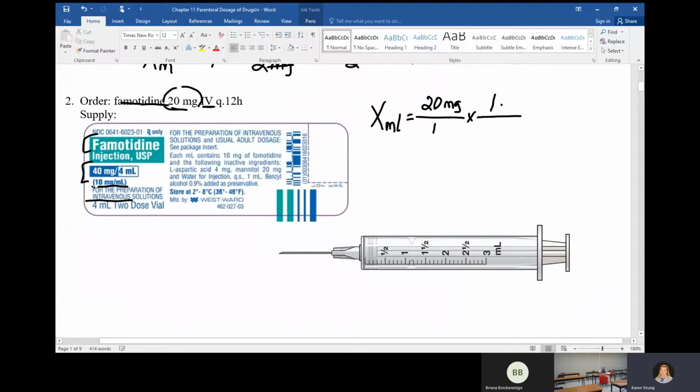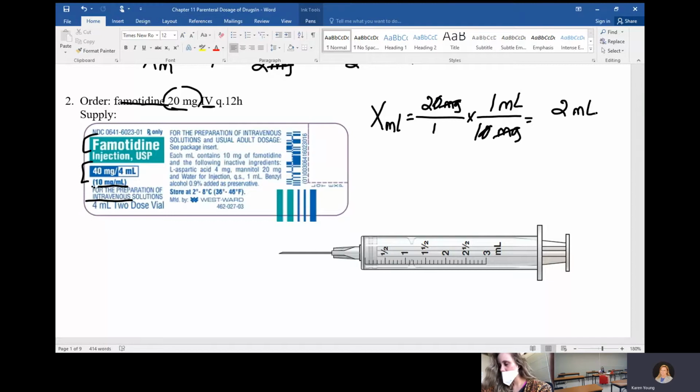So it's 1 milliliter, 10 milligrams. I want to make sure my milligrams cancel. I'm going to cancel my 0. Then I have very little math, right? This is 2 times 1 over 1. So I have 2 milliliters. And then I'm going to go down here on my 3 milliliter syringe, draw a line at 2 milliliters. And shade.